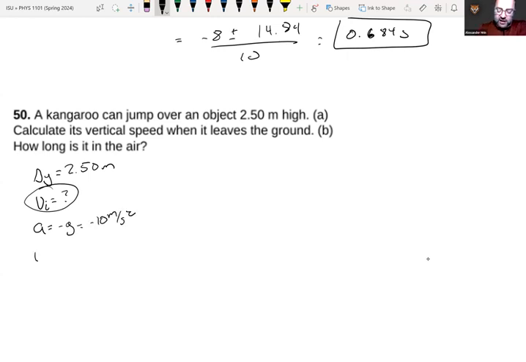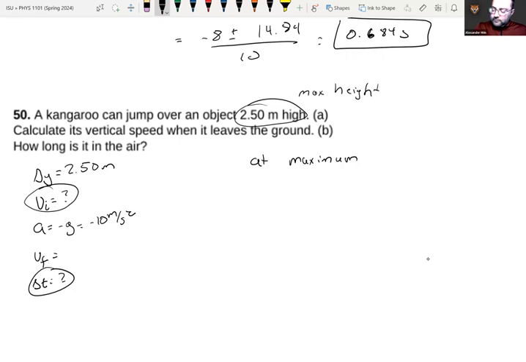Now, the last piece of this puzzle is a little tricky. We don't know delta t. That's something we're looking for in part B. So there must be a way to get v final. This is what happens when you have something in free fall when it reaches its maximum height. This is an important thing to remember. We're going to assume this is its max height, and at maximum height, the object turns around.